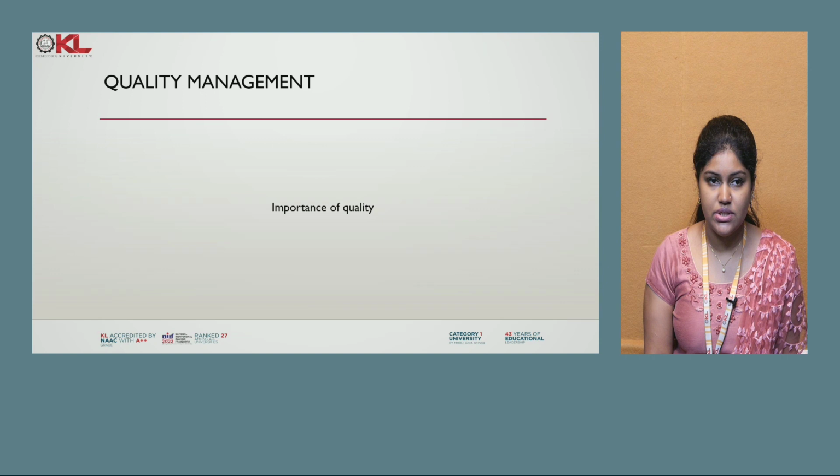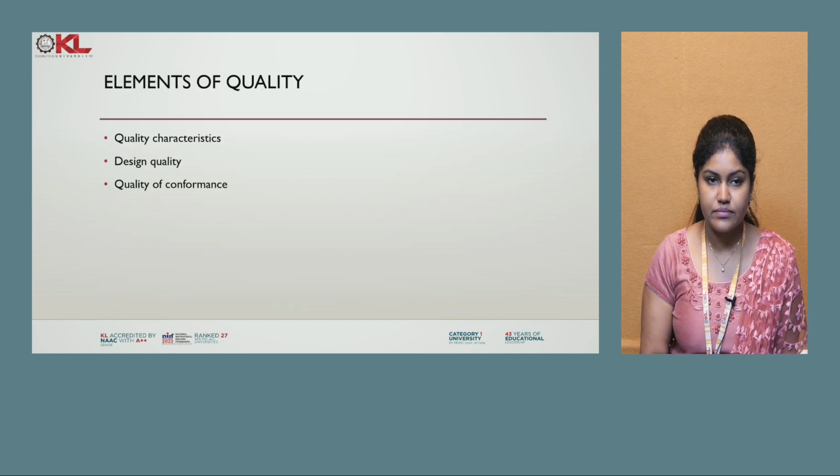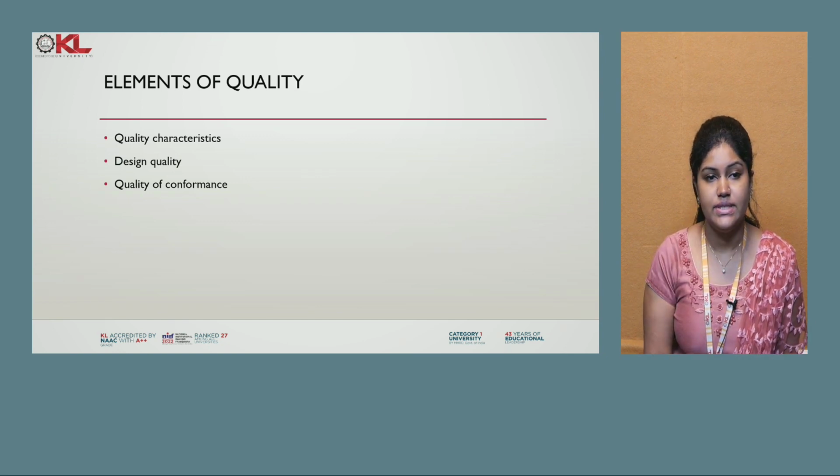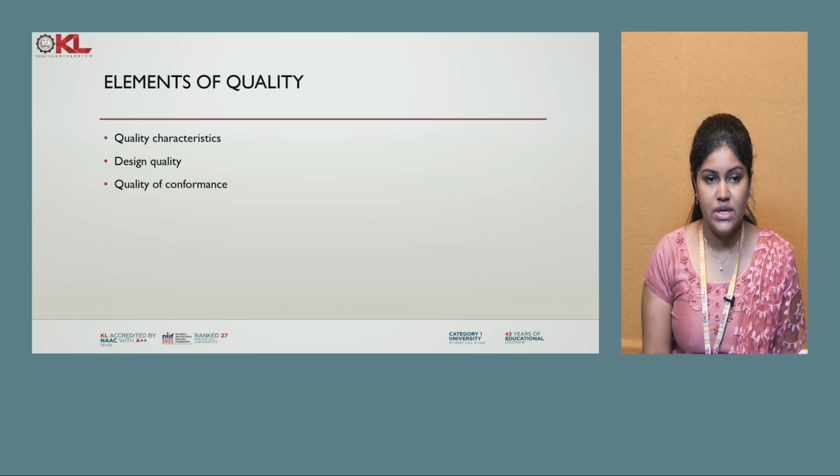So coming to the section quality management. What is meant by quality management? It is the importance of quality, because in a construction site, of course the main important thing is we have to maintain the quality. Quality is one of the important things. So the elements of quality. What are the elements of quality? First is quality characterization, design quality, quality of conformance. So these are the three elements of quality.